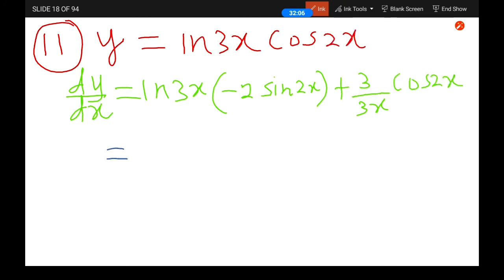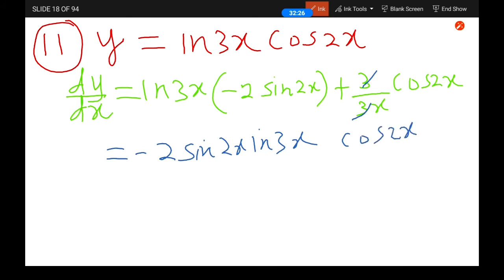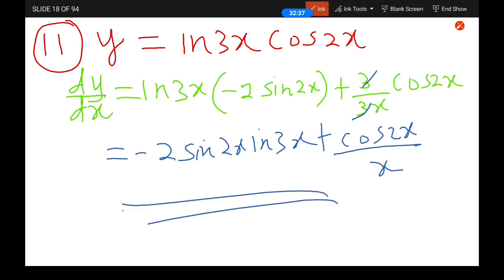And that will now be negative 2 sine 2x ln 3x. 3 cancel 3. So we have what here? Cos 2x over x. Remember there's a plus sign here. So I think this will give the answer. Then nothing is common here. So we have this as our answer. Very good. Look at that very well. That gives us the answer there.